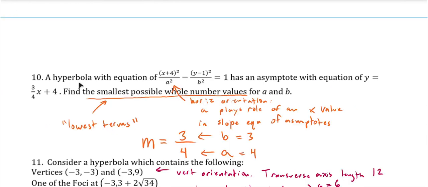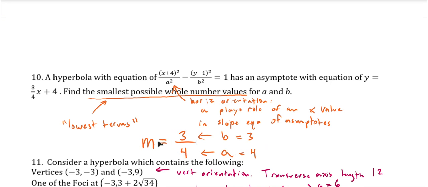Number 10 asks us for the equation of a hyperbola that fits this certain asymptote with the smallest possible whole numbers for a and b. Well, the ratio of a and b is going to be 3 to 4. Specifically, if we're in this form, it has a horizontal orientation, and a corresponds to x values and thus is on the bottom of the slope.